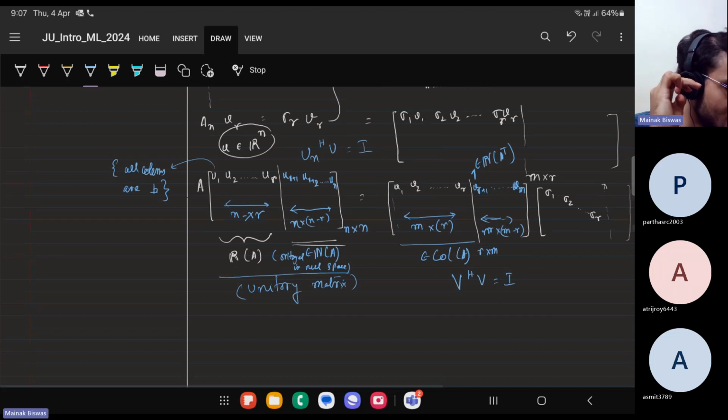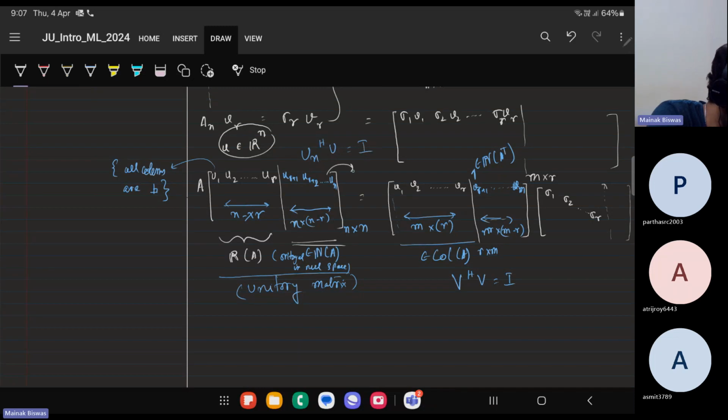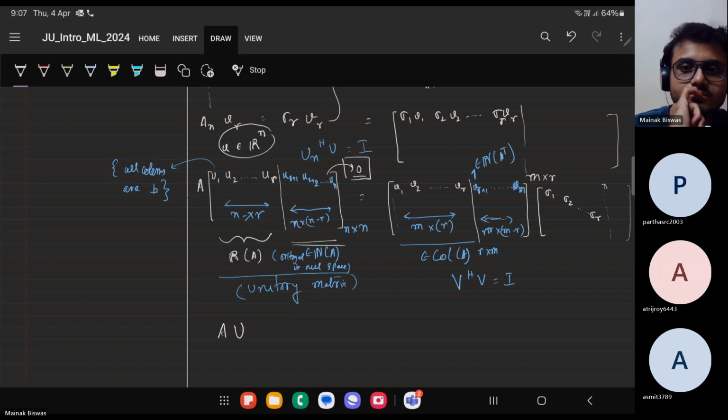So now, how do I convert this V1 to Vr plus 1 to Vm? So on the left hand side, these columns will become 0, right? When I multiply A into U, these columns will go to 0. Yes or no? Yes, since they belong to the null space. But these are not 0 on the right hand side. So to make them 0, I should add 0 still.